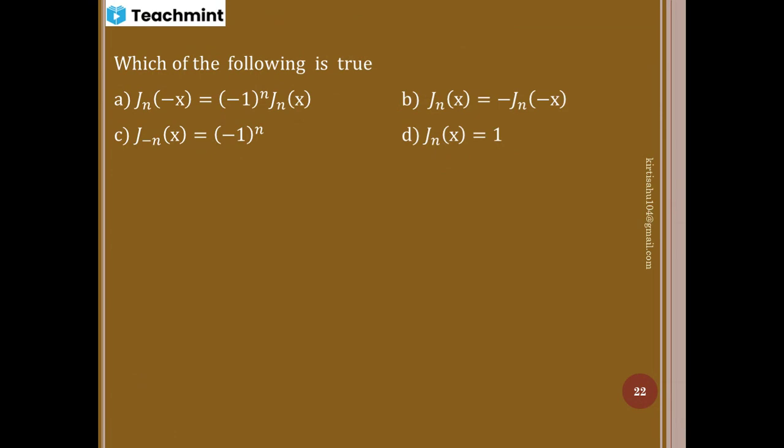Next one, which of the following is true? Yesterday I told you that we have two different relations for Jn of minus x. One is when we have Jn of x, you change x to minus x, then you get minus 1 raised to n Jn of x. Or if you replace n by minus n, leaving x as it is, then also you get minus 1 to the power n Jn of x. This trick will help you to identify which one is true. So I think option number A, the others are not true.